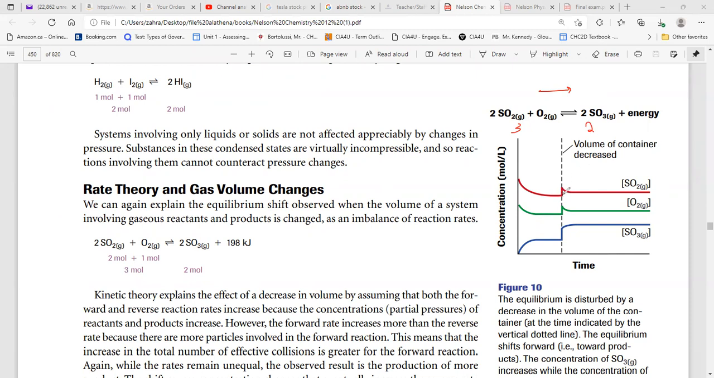If you notice here, all of these jumped. Because you're decreasing the volume, the concentration of everything jumps. And then the system needs to go toward lower, and it would be forward. So that's why it's decrease, decrease, and here is increase.